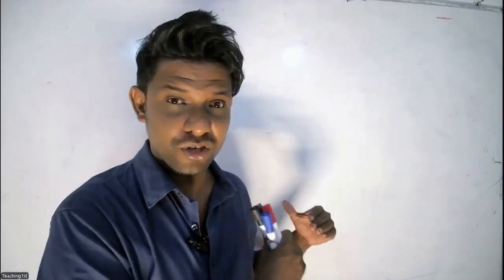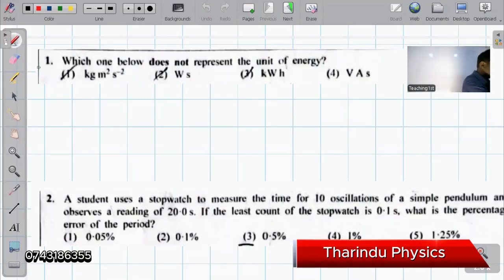Hi students, I'm going to discuss the recently concluded 2025 A-level Physics MCQ paper. Here we have the first question. Look at this one. Which one below does not represent the unit of energy?